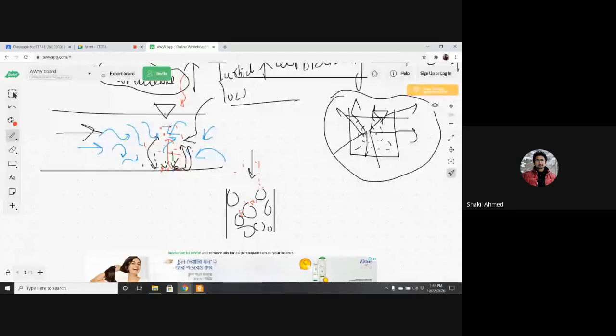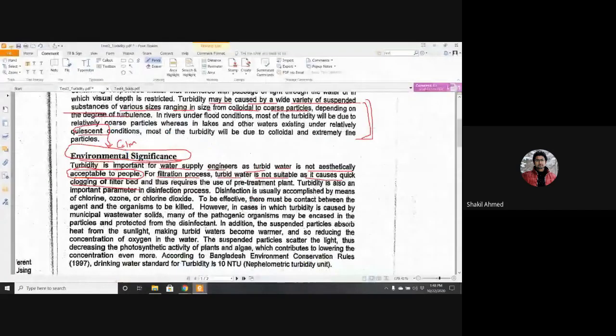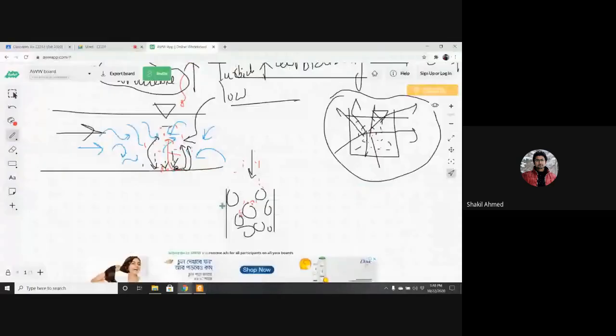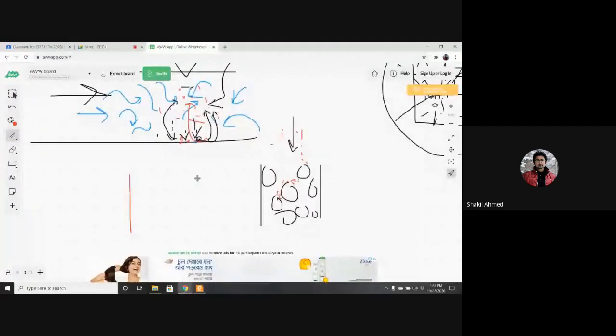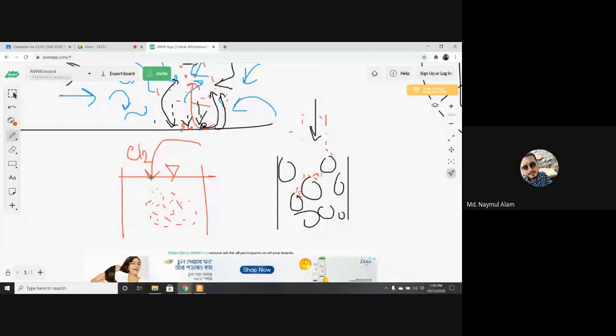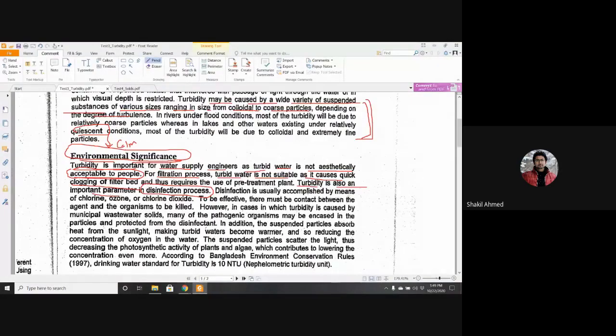That's a problem, right? Turbidity is also an important parameter in disinfection process. I discussed today in theory class the disinfection process. What happens is that if you have microorganisms in the water, bacteria, virus, then you use some chemical, for example, chlorine. So chlorine can kill these microorganisms. Are you following me? Yes, sir. Chlorine can kill the pathogens basically, and killing the pathogens is called disinfection process.